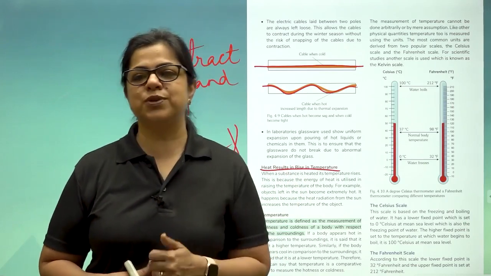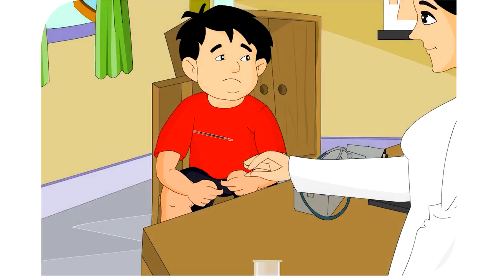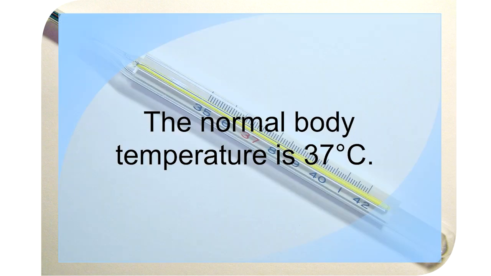Let us understand through this video. Temperature is the degree of hotness or coldness of an object on some chosen scale. A thermometer is used to measure temperature. When you have fever, your mother uses a clinical thermometer to measure your body temperature. It can measure temperature from 35 degrees centigrade to 42 degrees centigrade. The mercury present in the thermometer enables us to know the body temperature. The normal body temperature is 37 degrees centigrade.